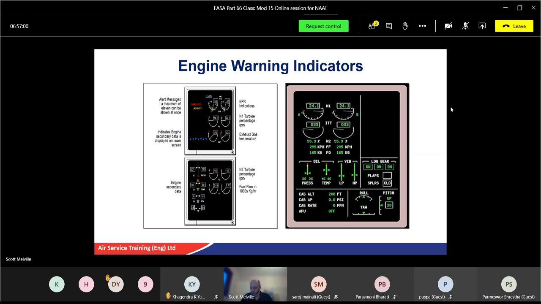When is the APU bleed valve ready for load? At what percentage? 90? Yeah, 95. Yeah, good. Okay. If EGT increases to 650 degrees C, what happens?